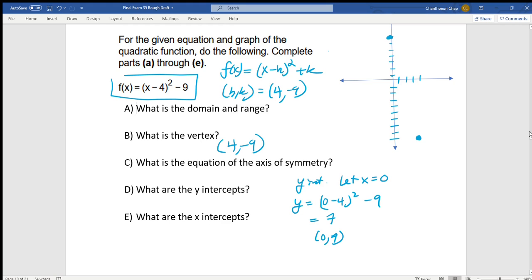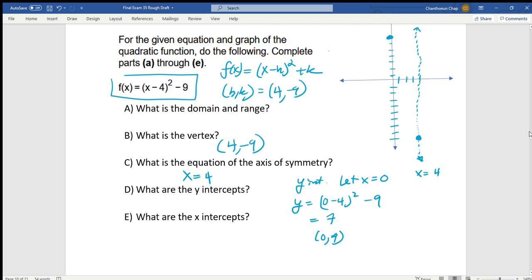And we know at the vertex that's where the axis of symmetry is going to be. So you can clearly see that this is a vertical line at x equals 4. So that's our axis of symmetry, x equals 4. Make sure you write it as an equation, x equals 4.